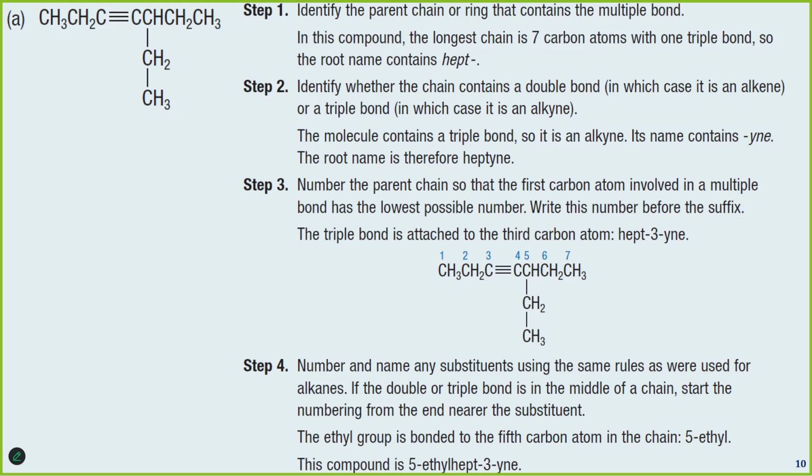Step 3. Number the parent chain so that the first carbon atom involved in a multiple bond has the lowest possible number.